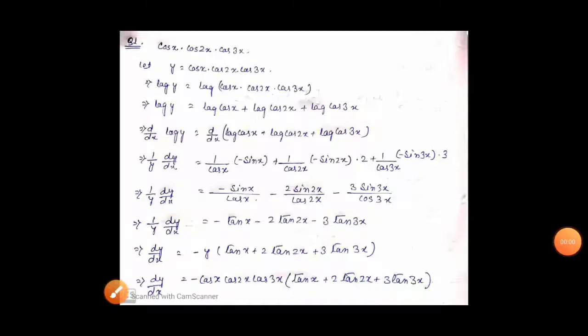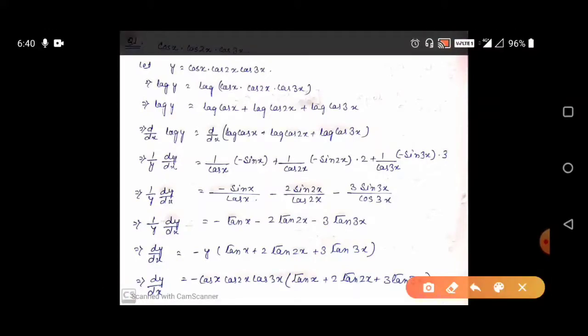Here we are doing the chapter Continuity and Differentiability. Question number 1 of exercise 5.5. Here we will do logarithmic differentiation. So our question is cos x, cos 2x, cos 3x. First of all, we will assume that our question is equal to y. Now we will take logarithm on both the sides. So log y is equal to log cos x, cos 2x, cos 3x.